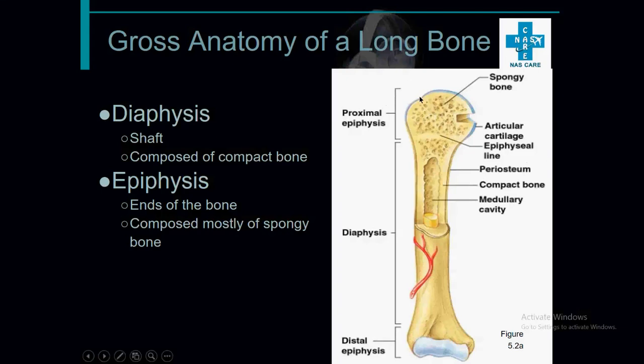Proximal epiphysis, diaphysis, and distal epiphysis we saw here. Spongy bone, articular cartilage, epiphyseal line, and periosteum we saw here. Compact bone and medullary cavity. Look, the compact bone is harder than the spongy bone.